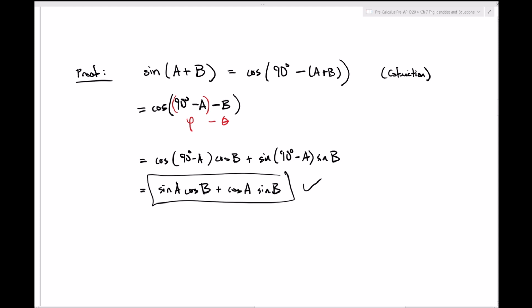And here's the reason why they showed the cofunction identities. You need the cofunction identity as part of the proof for the derivation of the formula, to show that it's actually true. So it's part of the actual proof process.